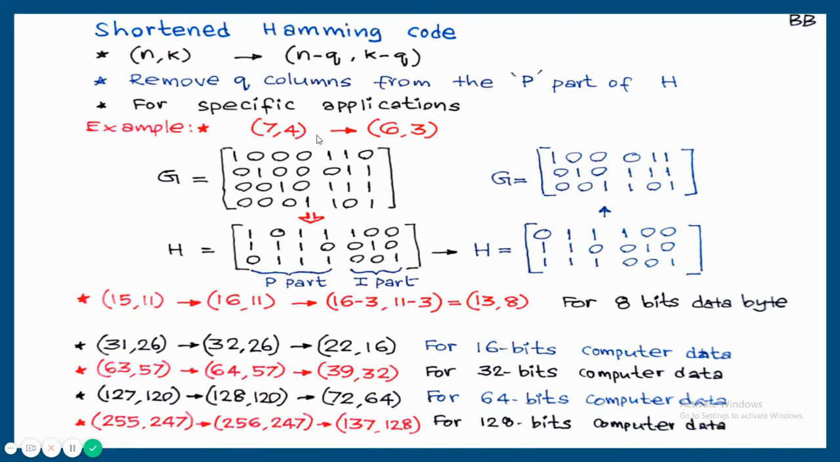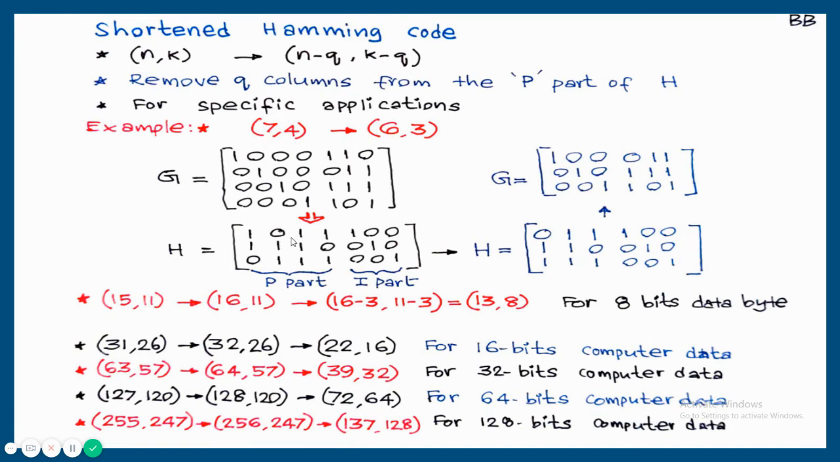First example, 7,4 is shortened to 6,3. This is a generator matrix of 7,4, 4 rows and 7 columns. The corresponding parity check matrix is written here. If it is G equal to I and P, here it will be P transpose and I. So P transpose is 110, that will be the first column, 011 second column, 111 third column, 101 fourth column. So that is the P part. And there are 3 rows, so the identity matrix will be a 3 by 3 identity matrix.